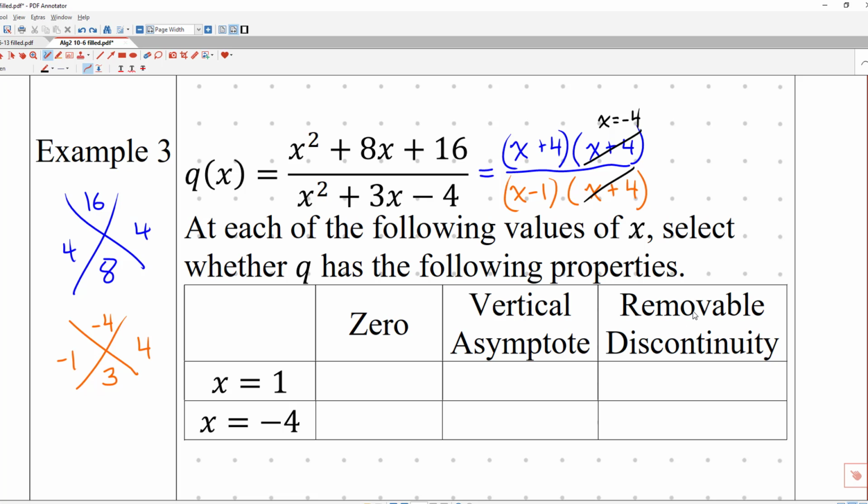The general rule of thumb is the removable discontinuity is very easily overpowered when I have an extra linear factor either in the numerator or denominator. So I kind of ignore all of that altogether, pretend it wasn't even there, and I just pretend that it was only in the numerator. And again, the numerator gives us things that are zeros. So I have a 0 at negative 4, and I have a vertical asymptote at 1 because that's the denominator.